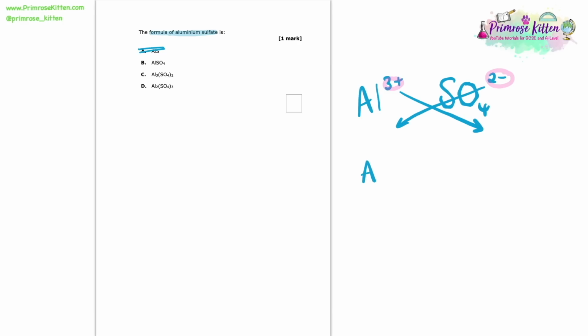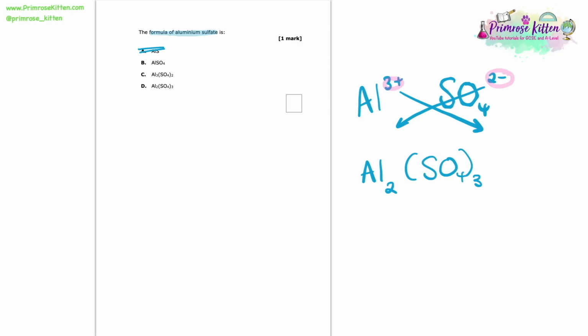We have Al2 and then SO4 with a little 3 down here. So see, all I've done there is essentially pull down the numbers of those charges and cross them over to the opposite side here. Now, the reason why this works is because we want to get the same amount of positive charge as we have negative charge. And we have 3+ and 2-.